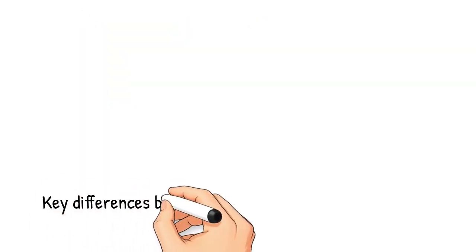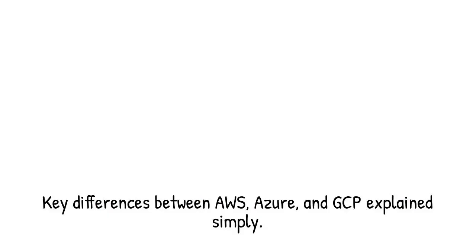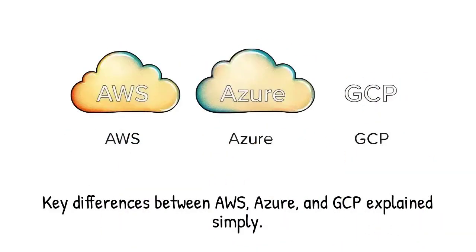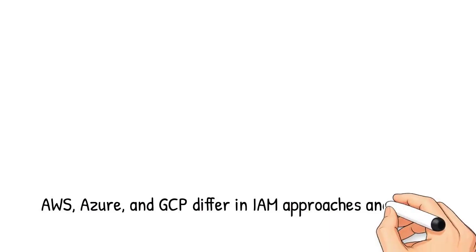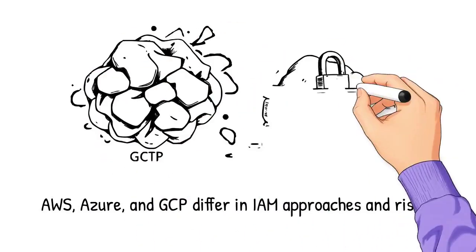Let's break down the differences in a way that's easy to visualize. 1. Identity Management. AWS IAM: powerful but complex. You can create extremely granular permissions, but also extremely dangerous ones. Azure AD: enterprise-centric, deep integration with Microsoft 365, on-prem AD, and hybrid identity. GCP IAM: role-based and inheritance-driven. Simple, clean, but easy to overgrant if you're not careful.